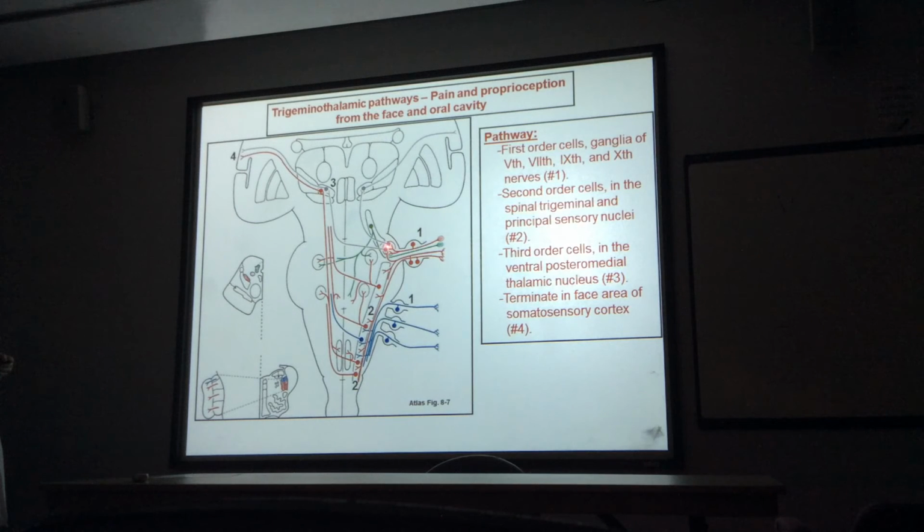The principal sensory nucleus gives rise to crossed fibers, which join the ventral trigeminal thalamic tract, and gives rise to some uncrossed fibers that are going up into the VPM on the ipsilateral side and conveying some information from the oral cavity to that. All right.